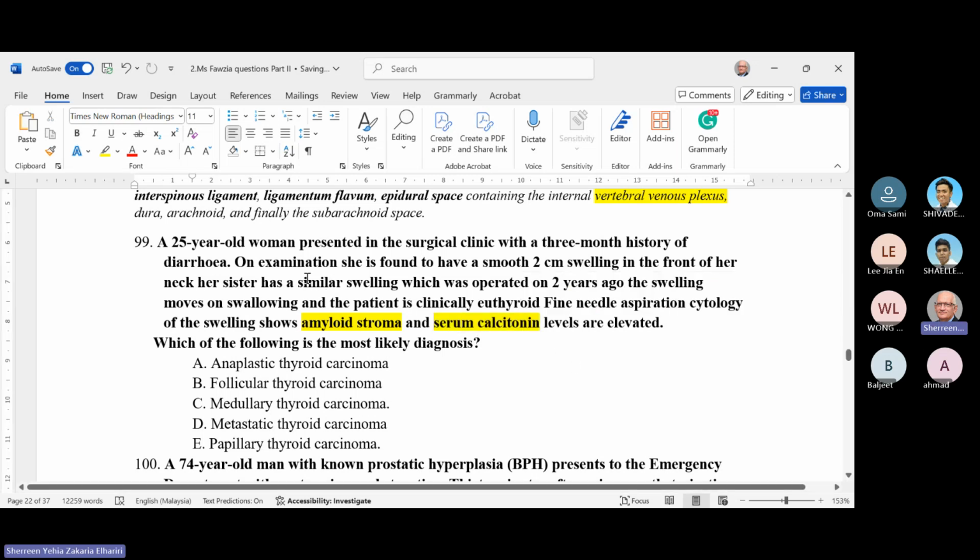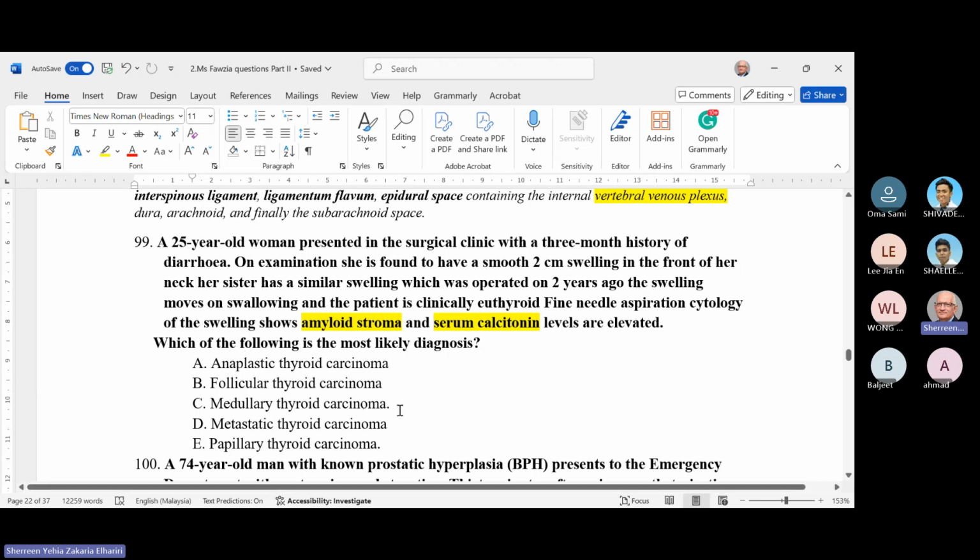So this patient has thyroid swelling and high serum calcitonin. So which type is it, and it runs in the family. Of course, goiter can run in the family due to lack of iodine, but the only cancer that runs in the family is medullary thyroid carcinoma.